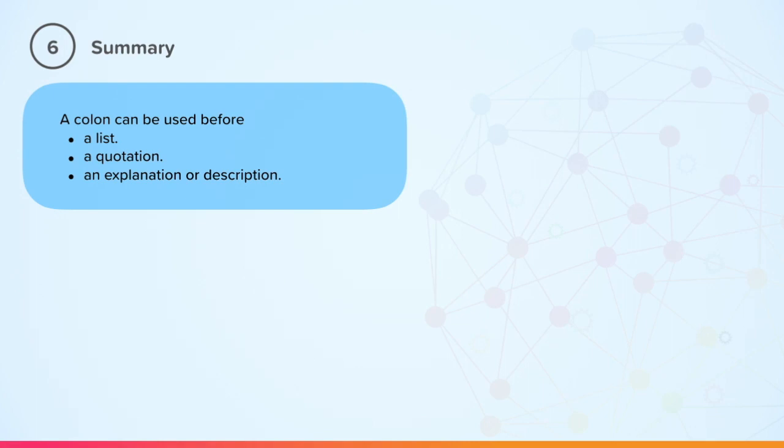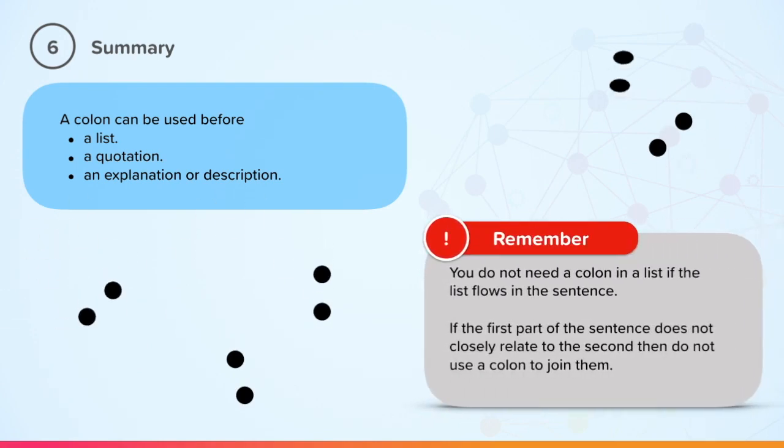In summary, a colon can be used before a list, a quotation, or an explanation or description. And remember, you do not need a colon if the list flows in the sentence. And if the first part of the sentence does not closely relate to the second, then do not use a colon to join them.